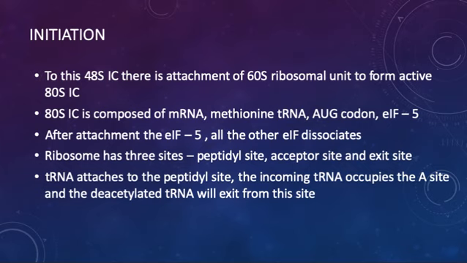The A site is the new site which accepts the charged tRNA molecule, and the exit site is the site at which the deacylated tRNA attaches, and after the process when another amino acid gets attached to the peptidyl site, the deacylated tRNA exits from this site. So the tRNA attaches to the peptidyl site, the incoming tRNA occupies the A site, and the deacylated tRNA will exit from the exit site, right? So this is the whole process of initiation.